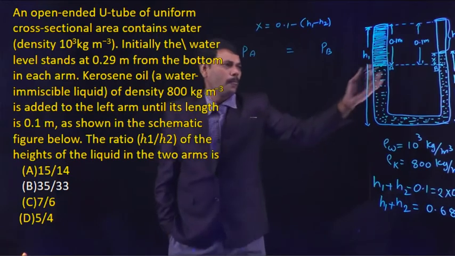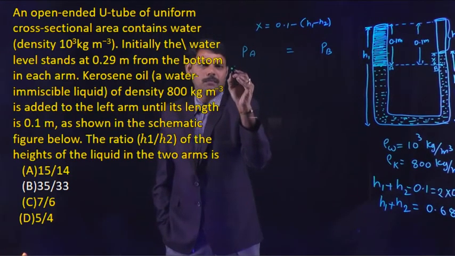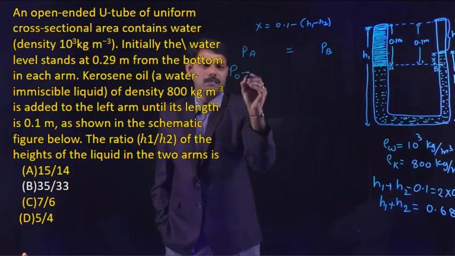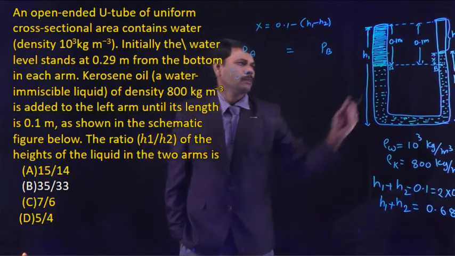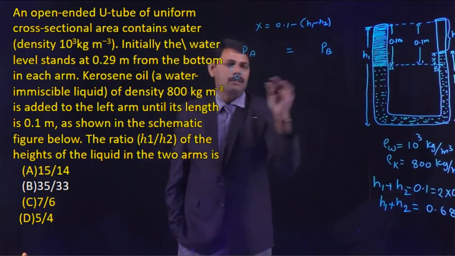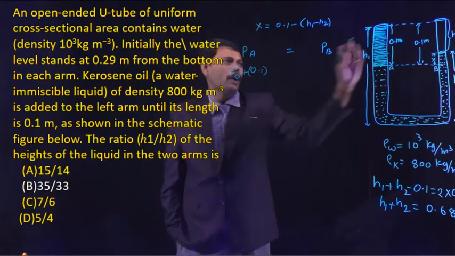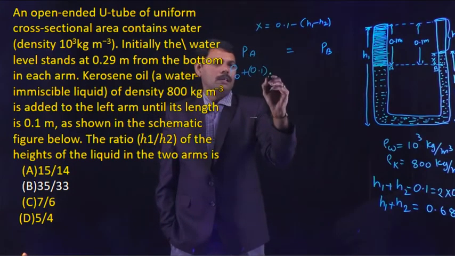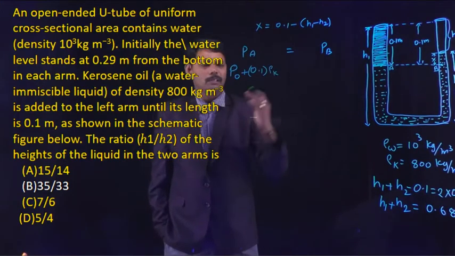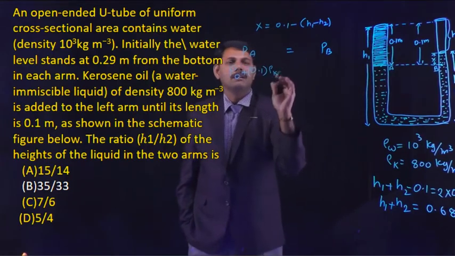Pressure at A: at the top, atmospheric pressure P0 is acting, plus the kerosene liquid column pressure. H1 is 0.1, the height of the kerosene column. Pressure is equal to atmospheric pressure plus h rho g. h is 0.1, density of kerosene, into g.